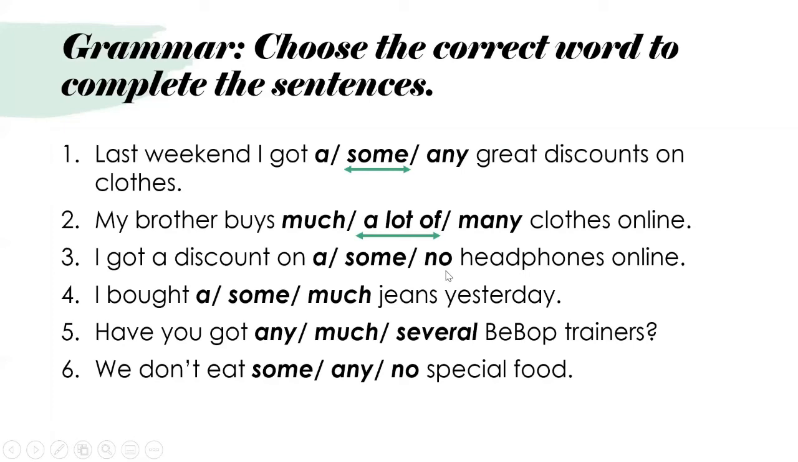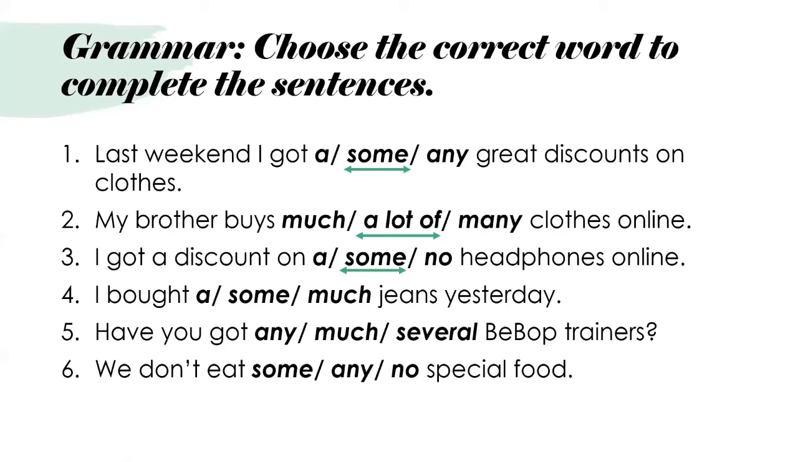The reason why, okay, this one I can explain very, very quickly. The reason why no is not the answer is because I got is a positive statement and then no is negative. There's no way we can have positive and negative together. And then A cannot be A because A is for singular noun. Headphones is plural. That means your answer is some. I got a discount on some headphones online, okay?